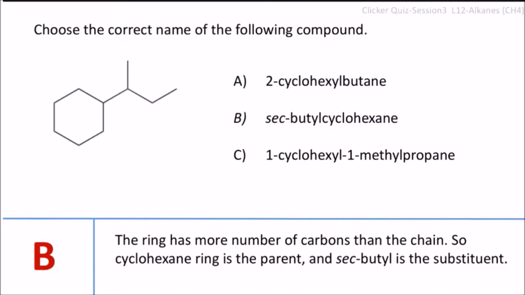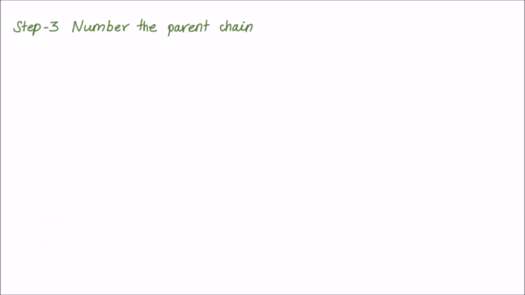Okay, now let's move on to step number 3 in naming the alkane. Step number 3 says number the parent chain. Let's look at an example here. So these two are the same compound. I have drawn that twice, and you have a parent chain with 1, 2, 3, 4, 5, 6, 7 carbon atoms, and you have a substituent with 1 carbon atom.